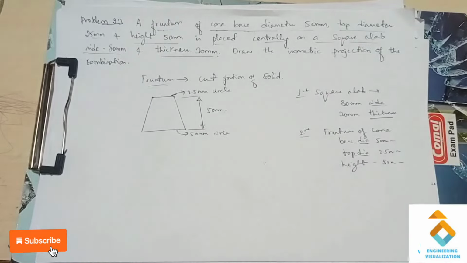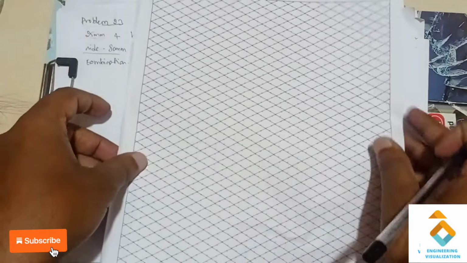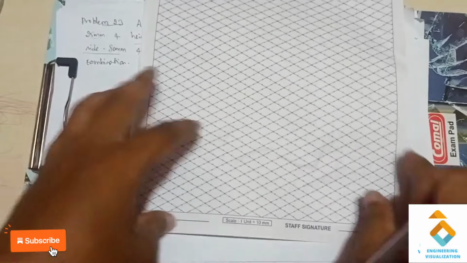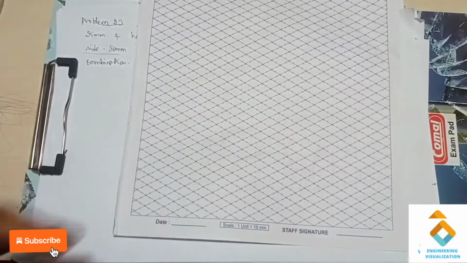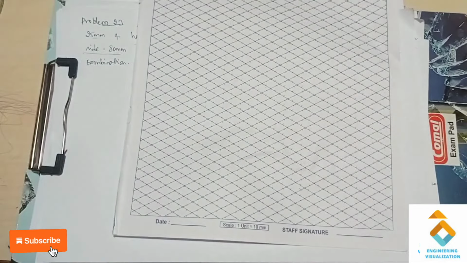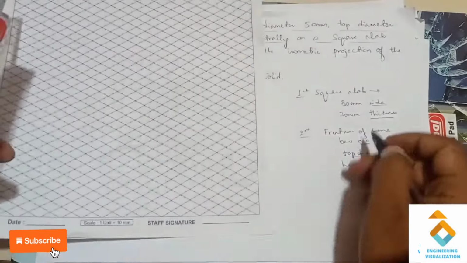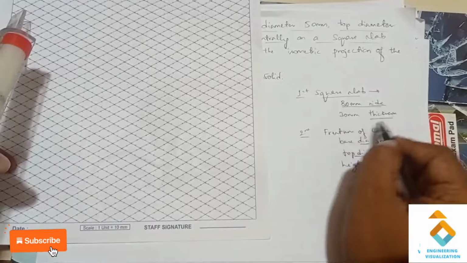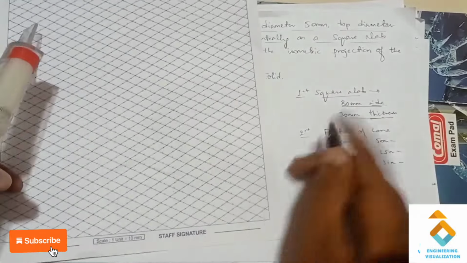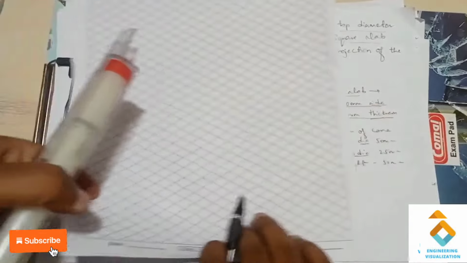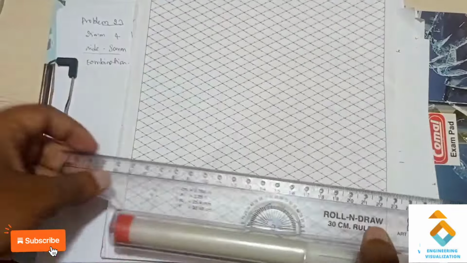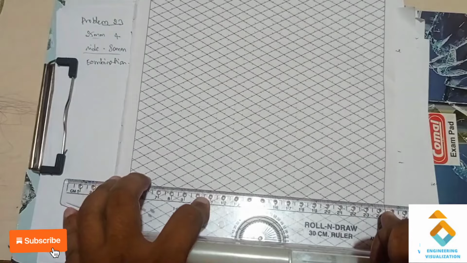So first we need to construct in isometric our square slab. First I will be drawing one horizontal reference line. To construct the square slab, they have given the dimension 80 mm side, that is an 80 mm box we have to construct. So the square slab will be constructed using the box method.